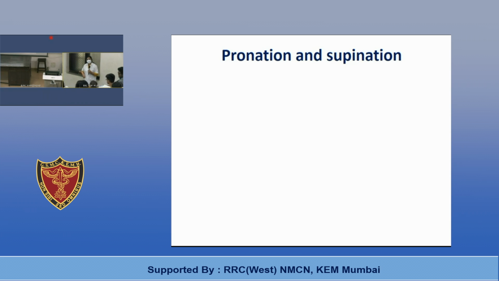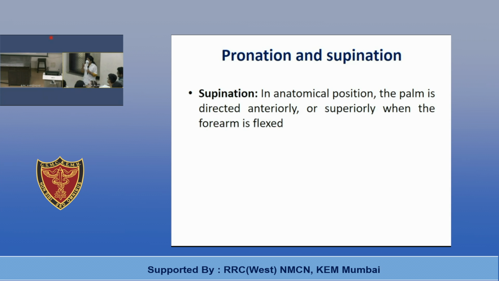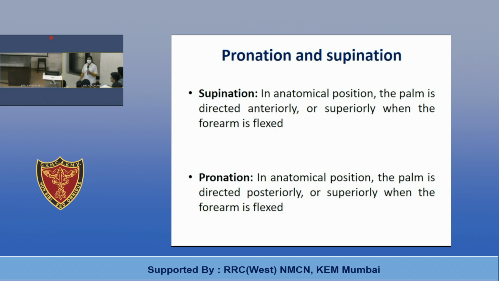Okay. Similarly for pronation, the palm facing posteriorly in anatomical position, and palm facing downwards, I'm sorry, here it should be inferiorly, when the forearm is flexed. So when you are flexing your forearm, this movement is supination and this movement is pronation. So the palm is facing downwards. If I am standing in anatomical position, then this movement is pronation and this movement is supination. So you remember these two positions so that you can define supination and pronation.